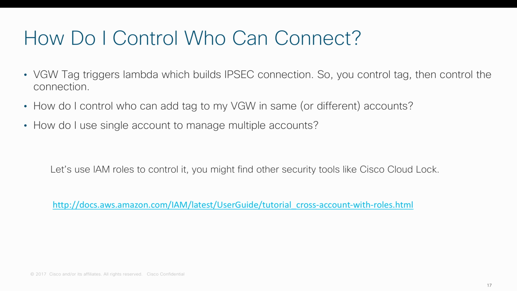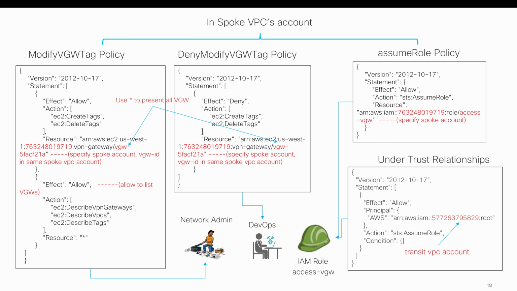So we can definitely use IAM roles to control it. It's not that cumbersome, but you need some good understanding of how IAM works. You might also find other security tools like Cisco CloudLock, which help you with a GUI-based option. So let's talk about the IAM part. Assume you are running across accounts, because that's the most difficult part. If you are running in the same account, you just change the account number to your account number, and that's not a big deal. But let's assume you are running different accounts.